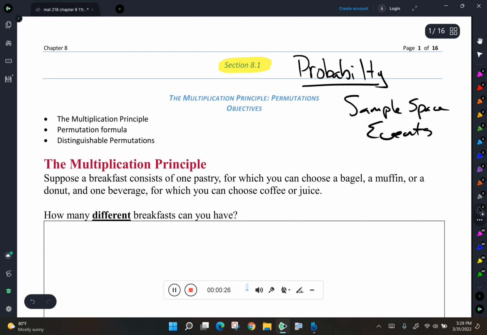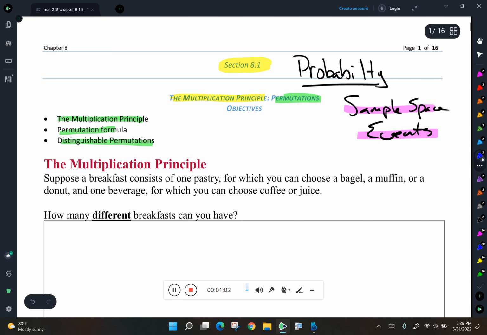And because they're going to get bigger, it's going to be harder to count how many things are in the sample space or in the event. And we're going to need some new math, some new techniques, some new approaches to how we count up how many things are in our sample spaces and our events. So we're going to start with chapter 8, section 1, and take a look at something called the multiplication principle, as well as permutation. We have three objectives here: the multiplication principle, permutation, and distinguishable permutations, which are different.